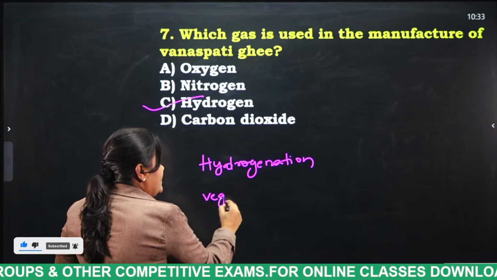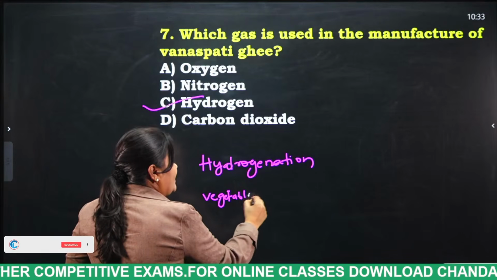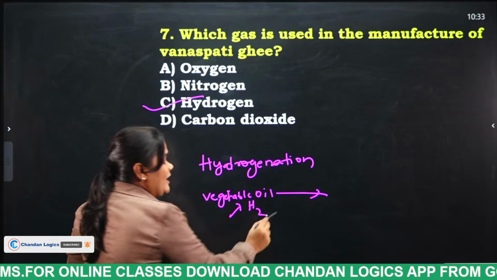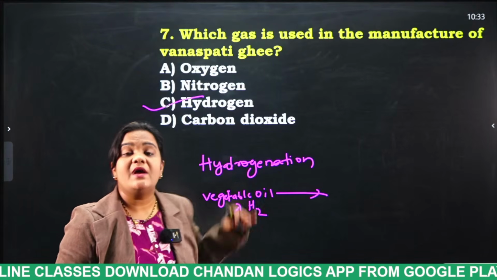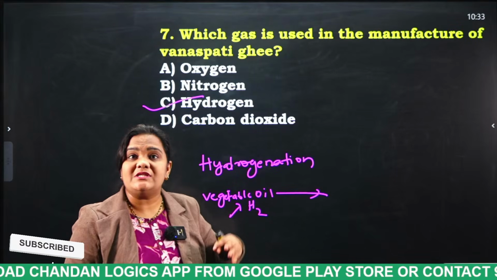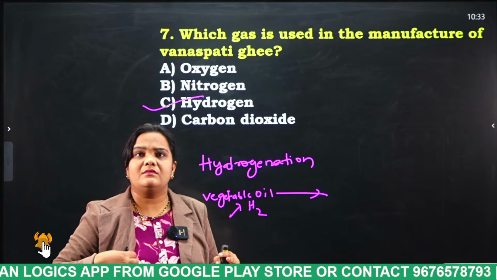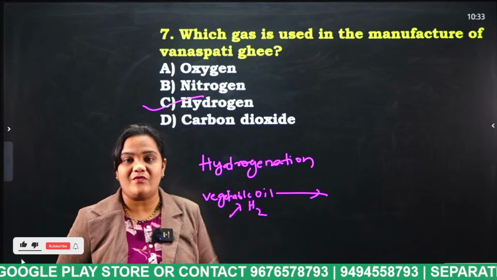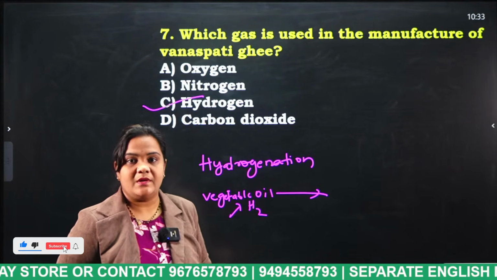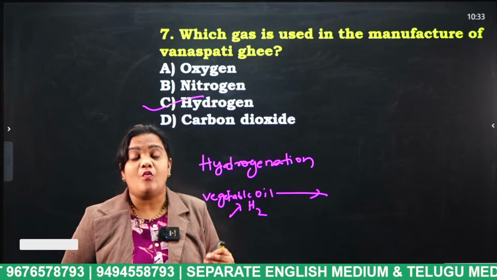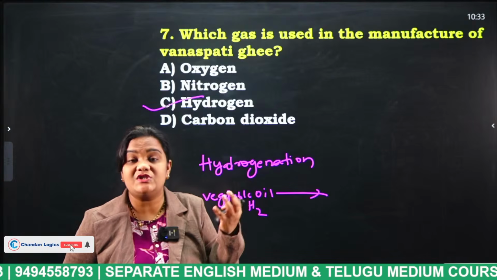If we continuously supply hydrogen to this vegetable oil, what is the product we are getting, students? Vanaspati ghee. And that process we call it as what, students? Hydrogenation.